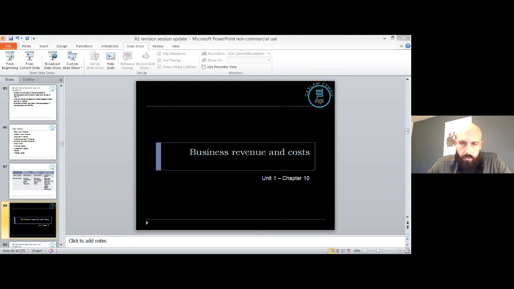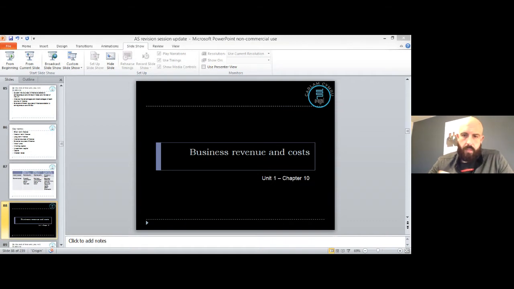Now the break-even calculation, relatively straightforward, is your fixed cost divided by your contribution. The contribution is your selling price for 1 minus the variable cost for 1. Let's say our selling price for 1 is £3 and our variable cost for 1 is £1. Our contribution is £2. Let's say our fixed costs are £200. £200 divided by £2 means that the break-even point would be 100 units.